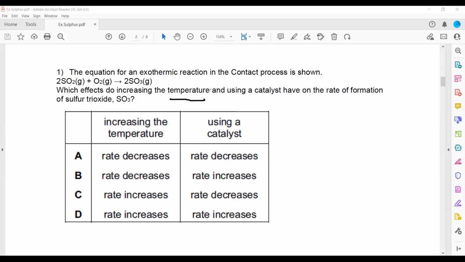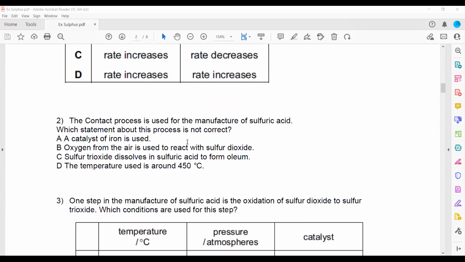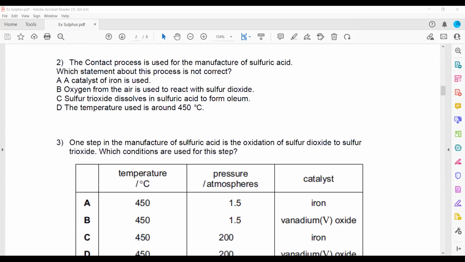The rate of a reaction increases with temperature, and the rate of the reaction also increases with the catalyst, like how much catalyst is used. So using a catalyst will increase the rate, and increasing the temperature will also increase the rate. Keep in mind, they ask about the rate here. They did not ask about the yield. Yield means the amount of the product, and that is affected by shifting of the equilibrium.